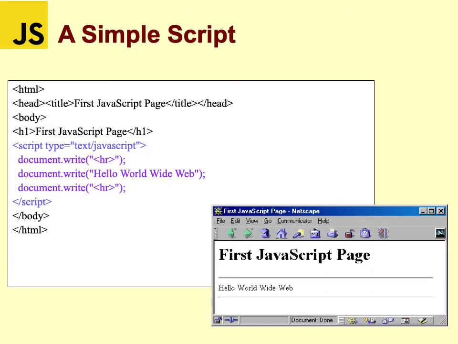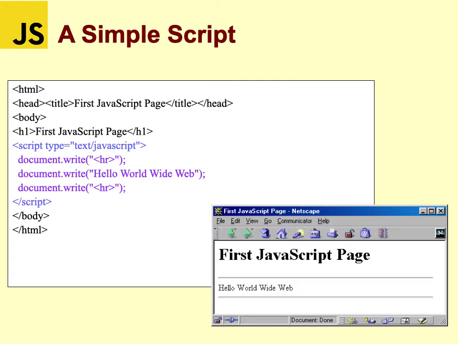A simple script is given here. It looks like a normal HTML page. We are starting with HTML tag followed by head and title part. Then body part is there. After specifying the body tag, we have specified a particular heading, first JavaScript page. Under that we have included a new tag, script tag. Script followed by a type attribute is specified, that value is equal to text slash JavaScript.